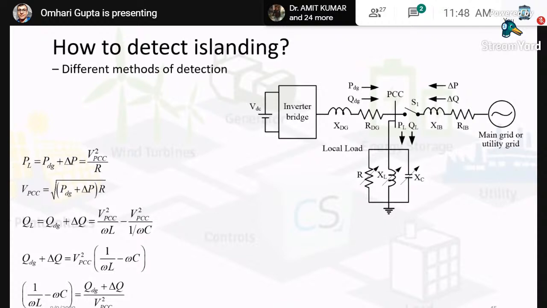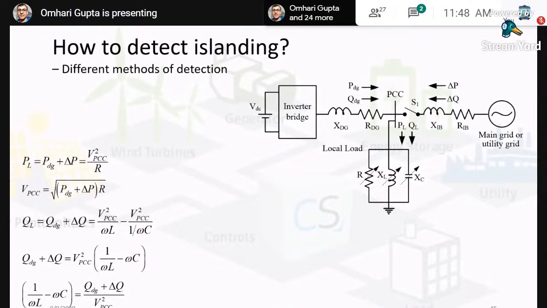So in this case, your under voltage, over voltage method will fail. It lies within the non-detectable zone, where the power difference between PDG and PL will not be sufficient to deviate the voltage at PCC. A similar thing will happen in case of Q, or reactive power mismatch.